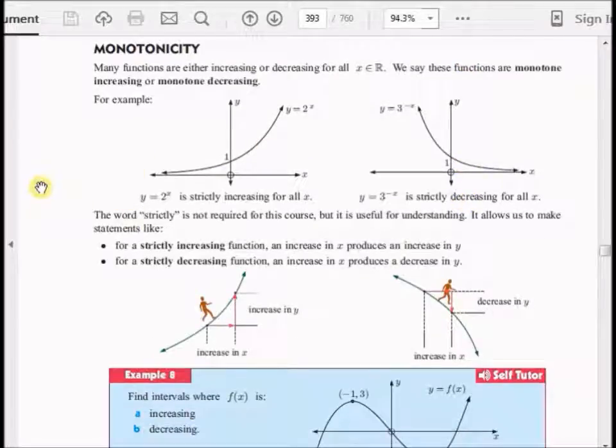Monotonicity. Some functions are only increasing or only decreasing, such as these exponential functions. This one here, y equals 2 to the power of x, is only increasing. It's an increasing function. And this one here, y equals 3 to the power of negative x, is decreasing.